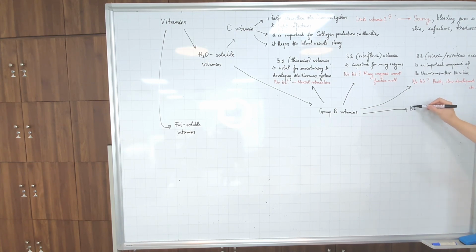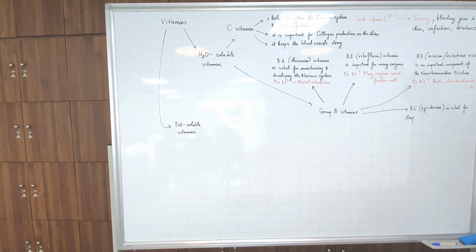B6. B6 là pyridoxine. Vitamin B6 nó là một cái thành phần cực kỳ quan trọng của cái pyridoxine is vital for sleep. Quan trọng cho giấc ngủ nha.